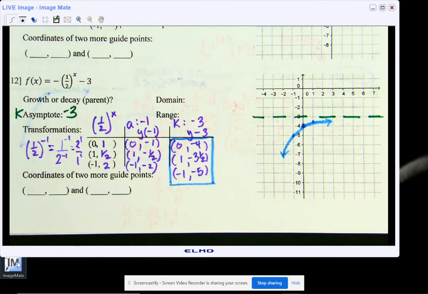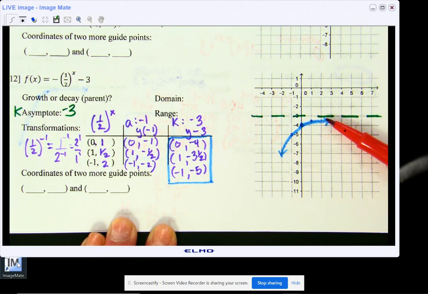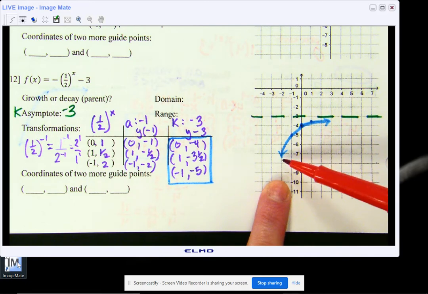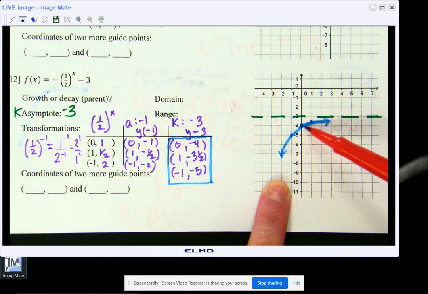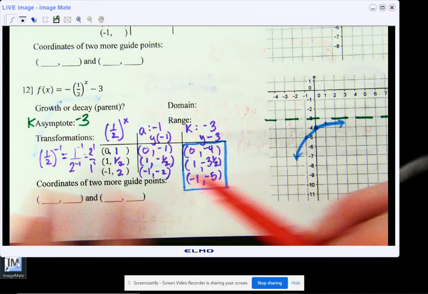Now, as for the growth or decay, again, I know from left to right it looks like it's increasing, but because it's getting closer to the asymptote, it's not, it's decaying. These numbers are getting closer and closer to our baseline, or our 0, basically. So this is a decay.